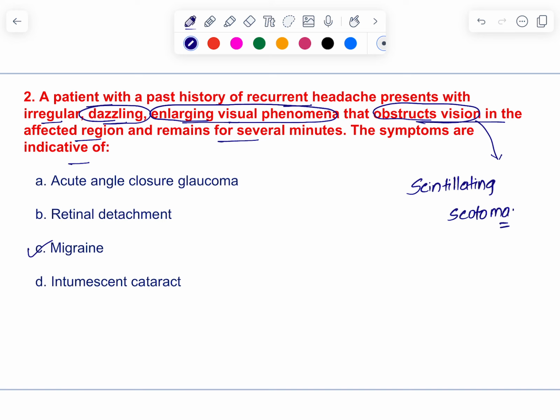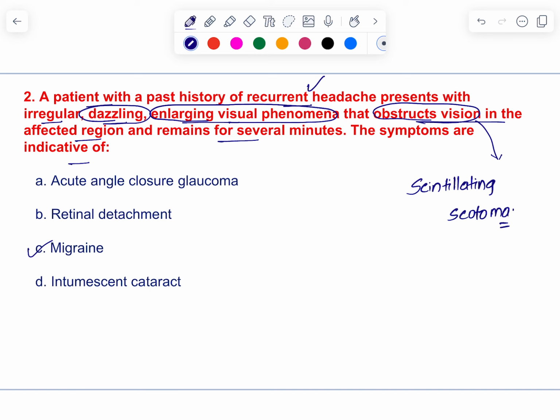And these patients with the migraine, they will have a recurrent headache. And the scintillating scotoma, that is the most common visual aura. See, visual aura, it can be in the form of teichopsia. The visual aura, it can be in the form of scintillating scotoma. Visual aura, it can be in the form of zigzag lines, right? So out of all these, the scintillating scotoma is the most common form of the visual aura. And what about the other options?